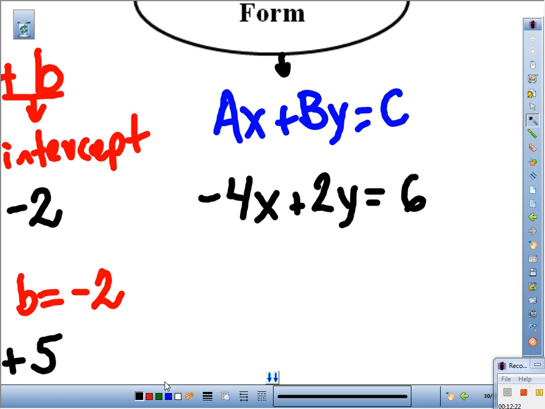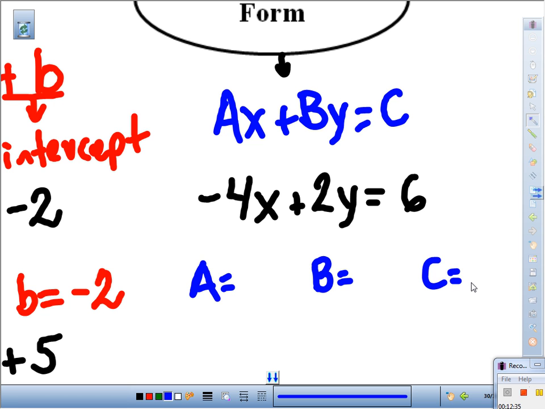All right. So now that you look at it, does everybody match, see how it matches up? Yes? So at this point, hopefully you can identify what A is, what B is, and what C is. Write it down first. Don't say it out loud. Tell your neighbor what A, B, and C is of that equation. Let's see. A is negative 4, B is 2, and C is 6.